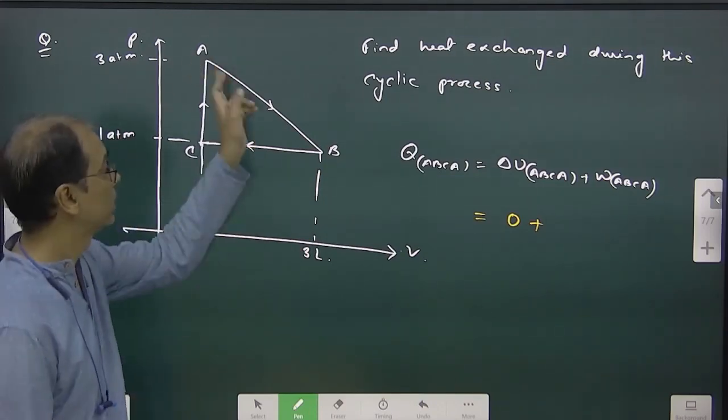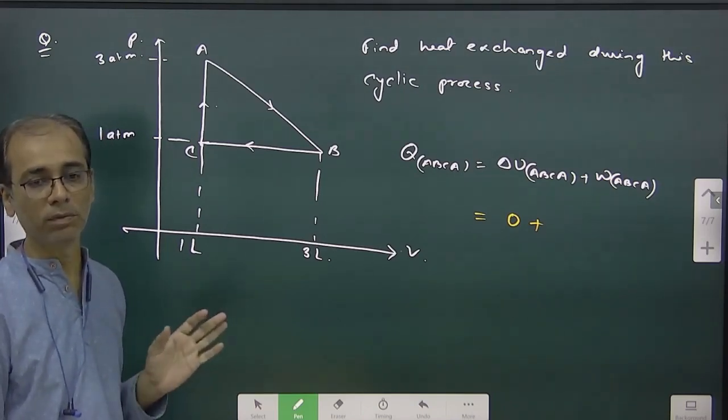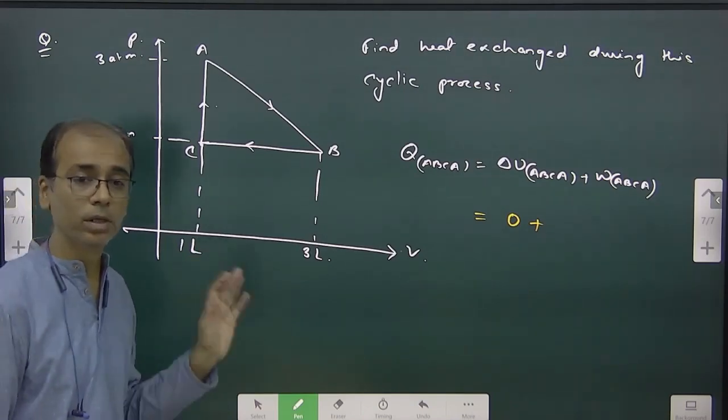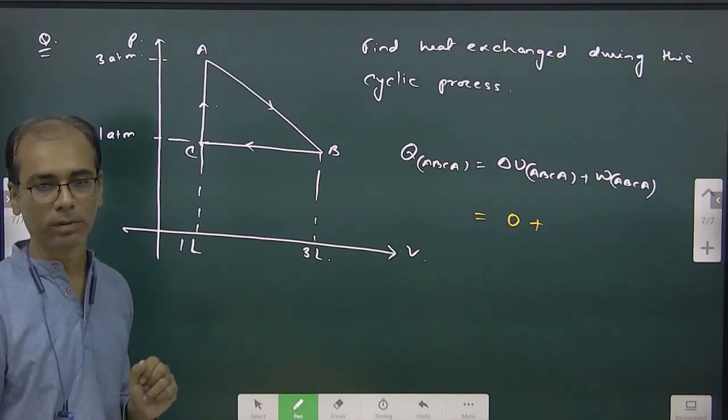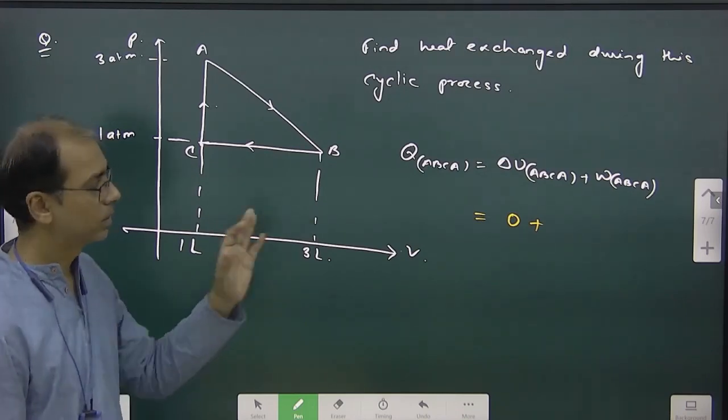But if suppose I would have asked you Q AB, then delta U was not 0. We would have found delta U, we would have calculated work done and we would have written it. Correct or not? Shall we do that also? Okay, we'll do it. First, let's do this.